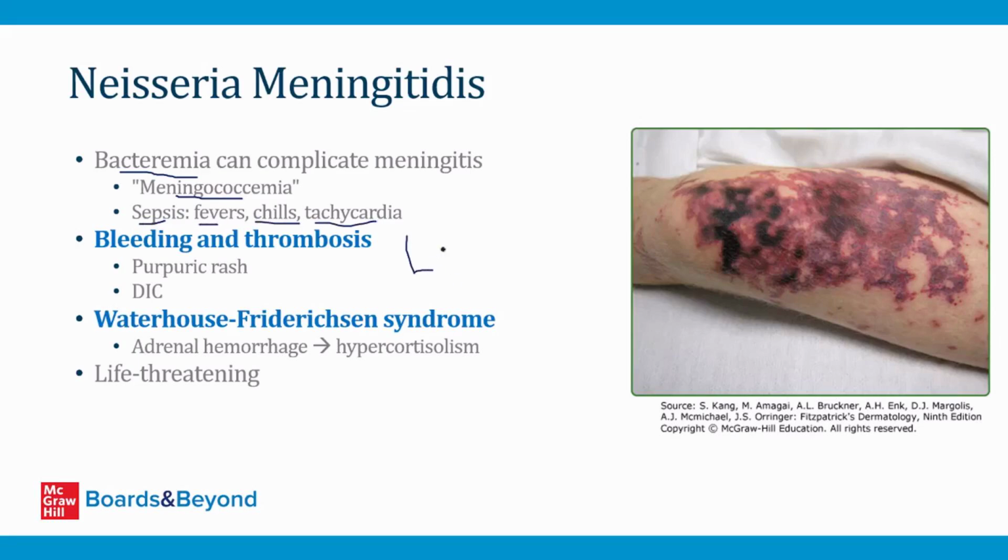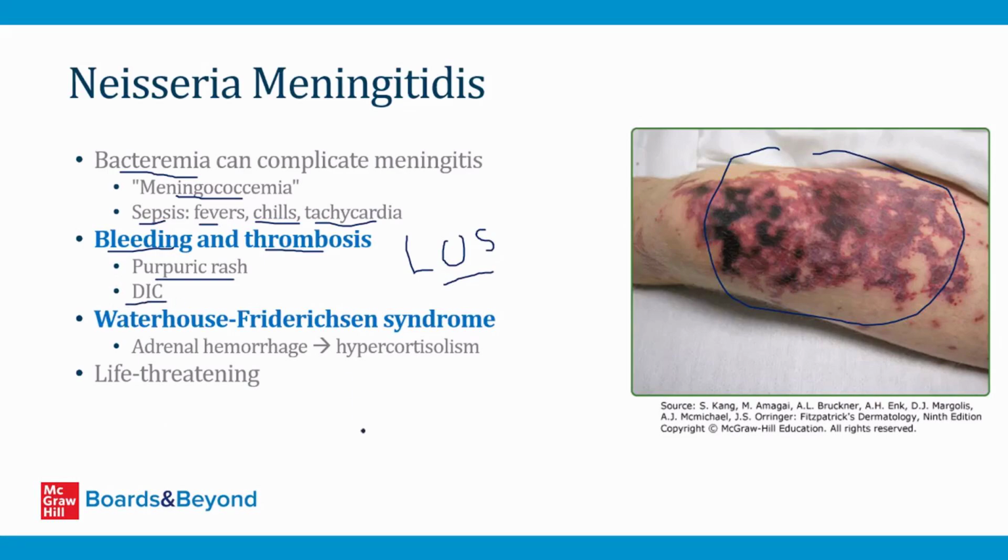Beyond this, the LOS that I talked about in the last slide, remember that it's highly toxic. And one of the things it likes to do is cause bleeding and also cause thrombosis. So patients with Neisseria meningitidis infection can develop a purpuric rash. This is a picture of what it looks like here. This is from red cells leaking out of capillaries triggered by that LOS. They can also develop disseminated intravascular coagulation.